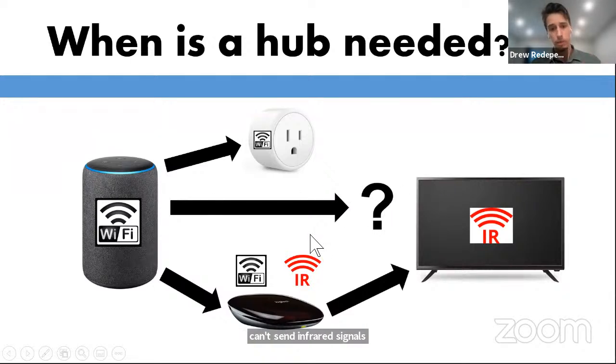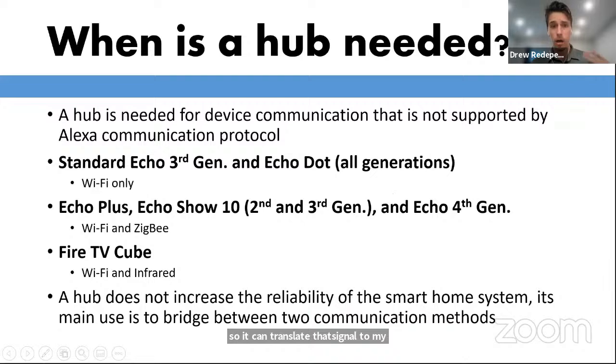Therefore, I need some sort of intermediate device or a hub so it can translate that Wi-Fi signal to an infrared signal to my TV. This is the Harmony Hub, and we'll talk a little bit more about this later. But a hub is really needed when the device you want to control doesn't share the same communication protocol that Alexa can use. So it's important to know what communication protocols Alexa can use so you know when a hub is needed versus when you can just directly control it with Alexa.